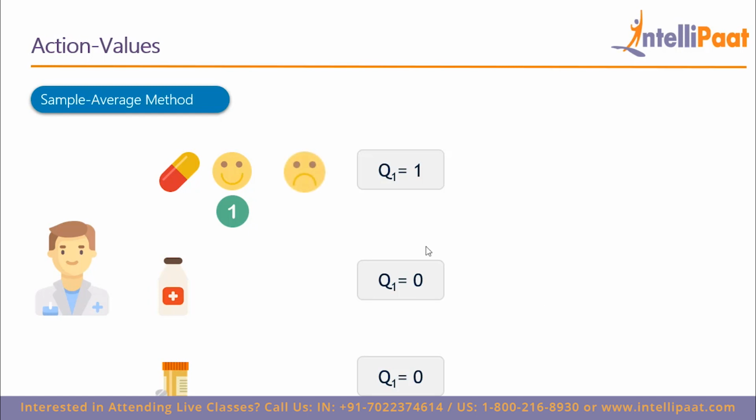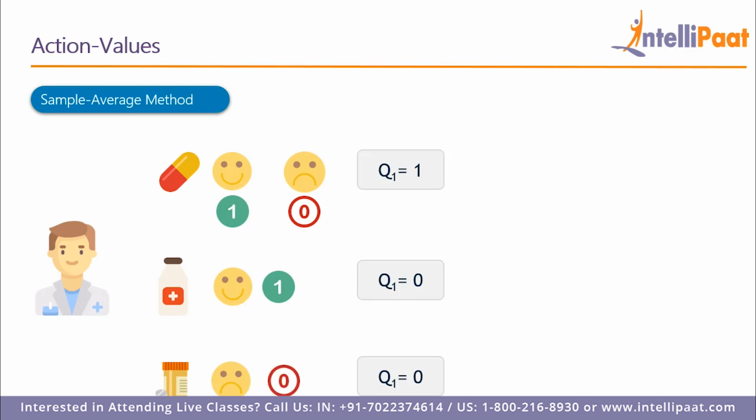So now another patient comes in and the doctor prescribes the first medicine to the patient and the patient turns out to be unsatisfied with it, and hence we'll give a reward of 0. And the third patient comes in and this time the doctor chooses the second action, which is the second medicine, and the patient turns out to be satisfied with the medicine. And then the fourth patient comes in and this time the doctor chooses the third medicine and the patient turns out to be unsatisfied with the medicine, so we'll give a reward of 0 to this particular action.